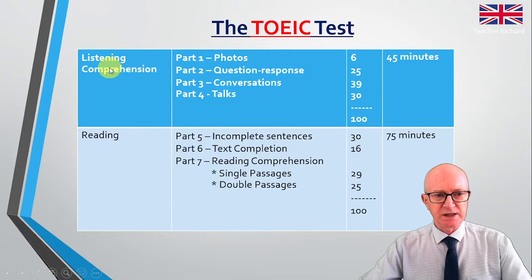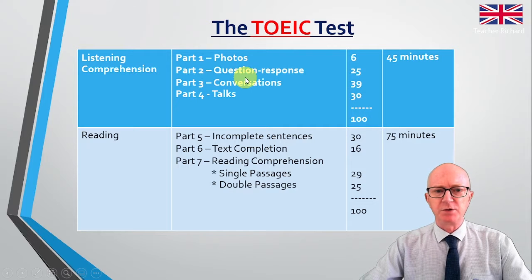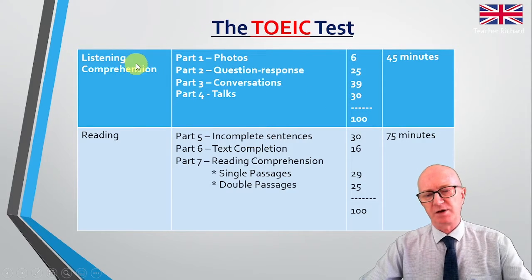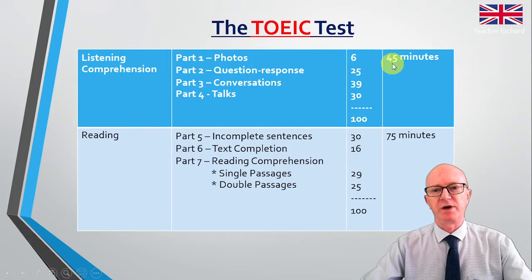So for listening comprehension we have 4 parts. The first part, part 1, photos. There are now 6 questions on photos. There used to be 10, that's now been reduced to 6. Part 2, this section is called question response. There are 25 questions. Part 3, conversations, there are 39 questions. And part 4, talks, there are 30 questions. And this part of the test is completed in 45 minutes.